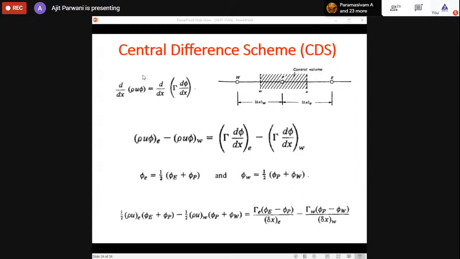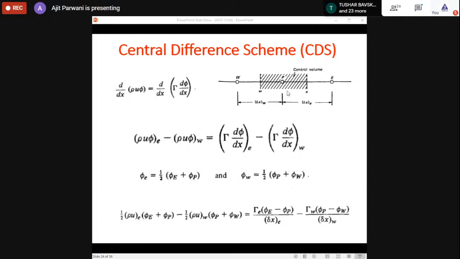I'm starting with a simple problem, a one-dimensional heat convection problem. This is a one-dimensional domain which has three node points: one node is P, one node is E, one node is W, and this is the control volume. These are the control surfaces e and w.